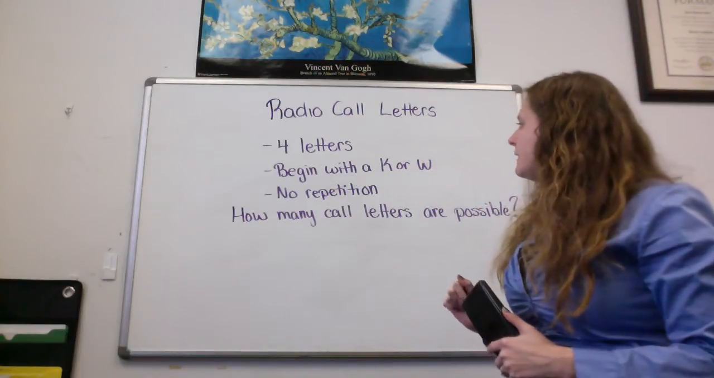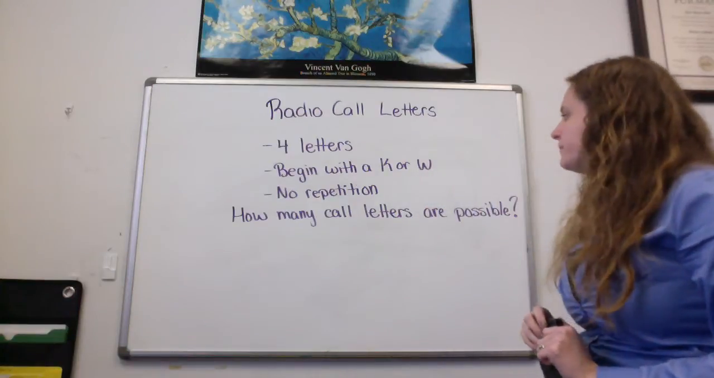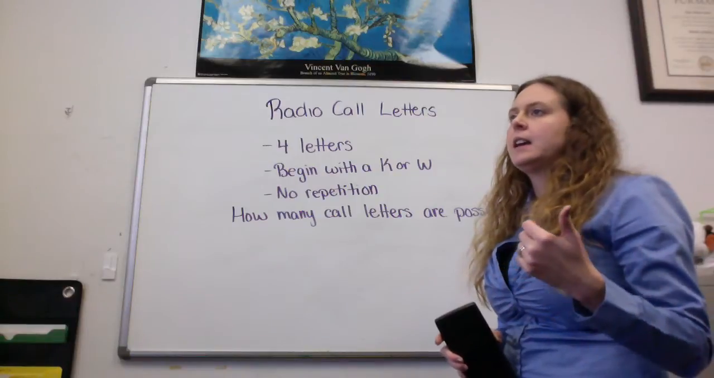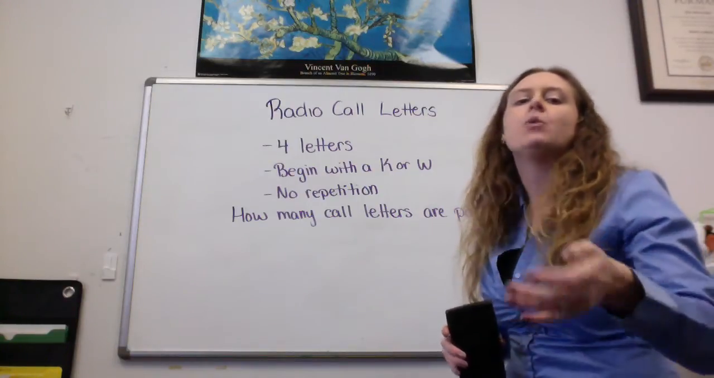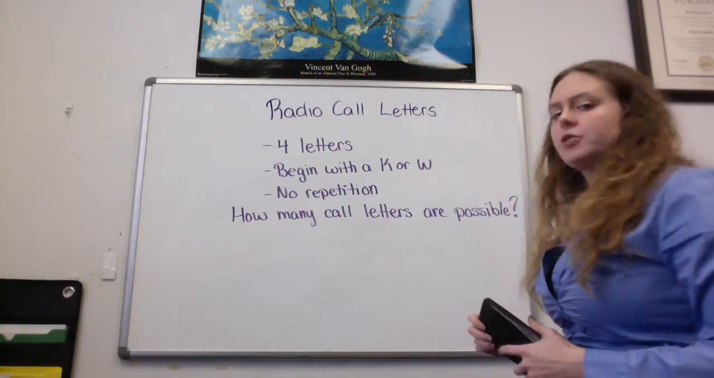4 letters long, and they had to begin with a K or a W, depending on which side of the country you were located. And we couldn't repeat letters. So for instance, we could have KZQY, but we could not have KZZY. Right? Couldn't repeat letters. So we want to know how many call letters are possible.